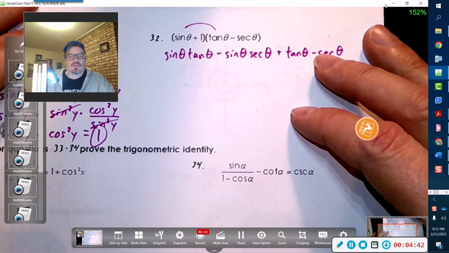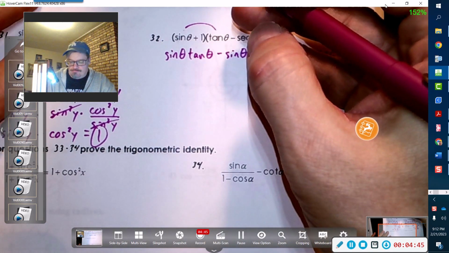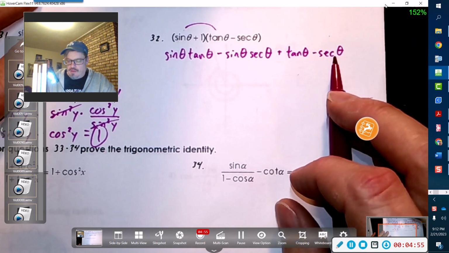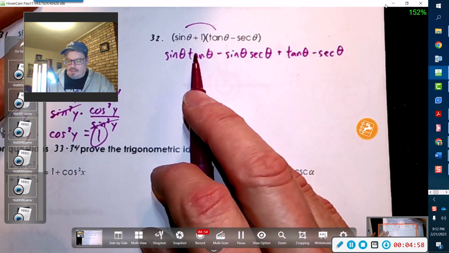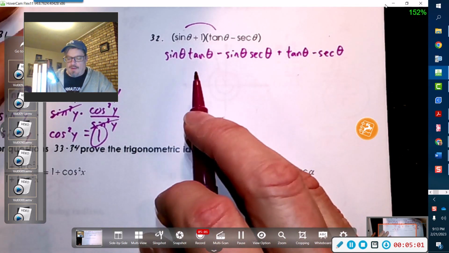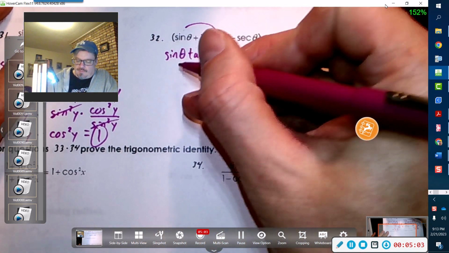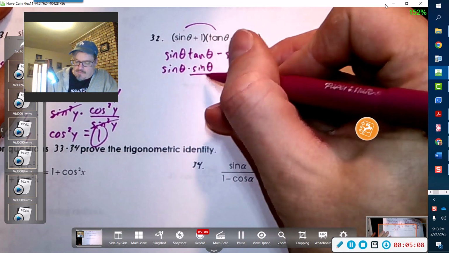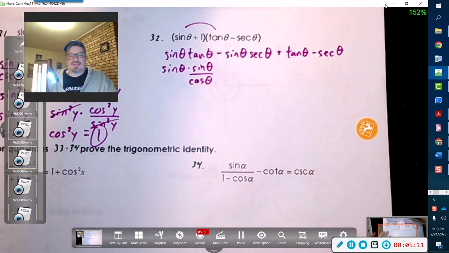All right, let's see. We've got that's 1 over cosine. All right. I'm going to break tangent up. Remember, the best thing you can do, the first rule of thumb, is to always make things in terms of sine and cosine if you can.